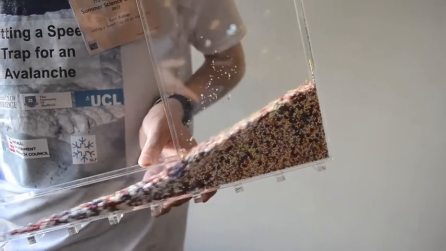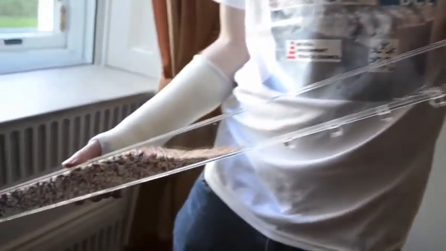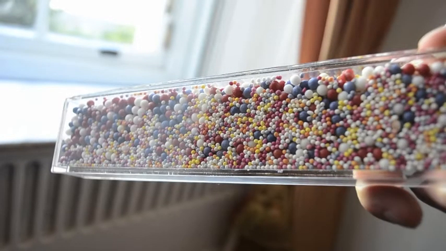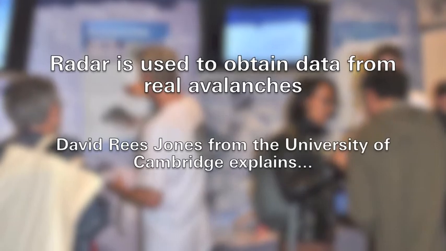If you look down the side, you can see that all the big particles have started to come to the top. And that's because the small particles can fall in the gaps between the large particles. The same thing happens with snow as it flows down the side of a mountain. You get these large blocks of snow around the front and around the edge, and the smaller, finer snow gets stuck in the middle. So by doing these small laboratory experiments, we can understand some of the physics of what's going on when avalanches flow down the slope.